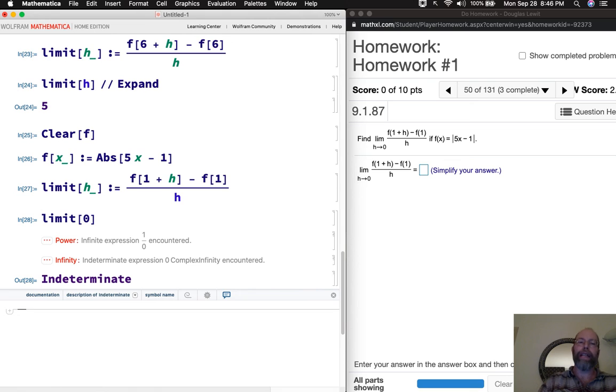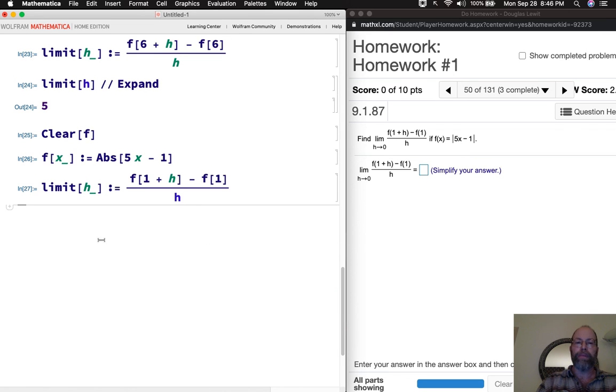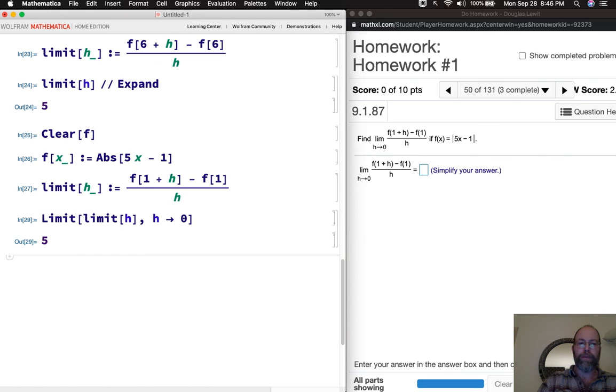Okay, so we're getting indeterminate, because you can't divide by 0. You're not allowed to divide by 0. So I'm curious, what is the limit of h as h goes to 0? Again, the answer is 5.